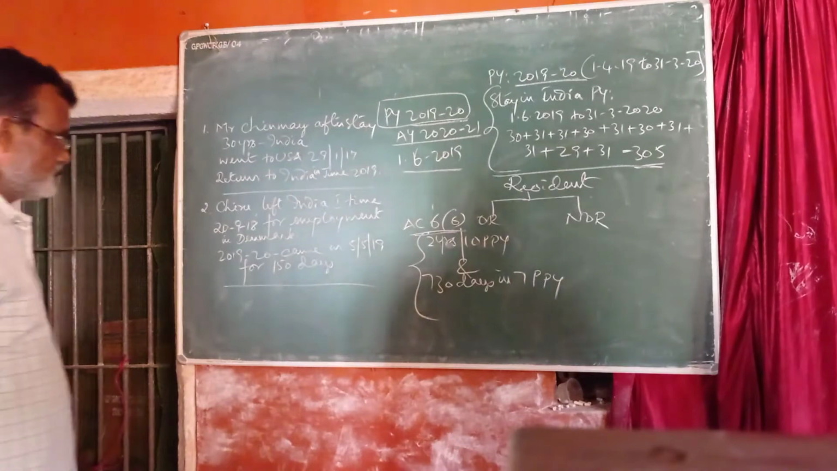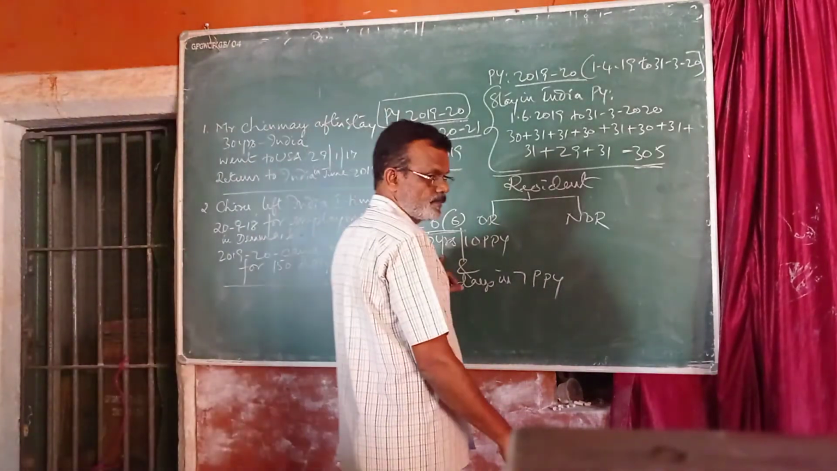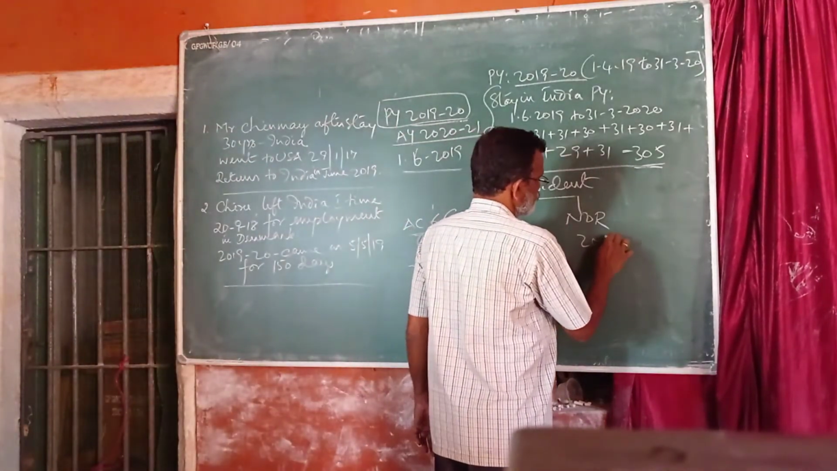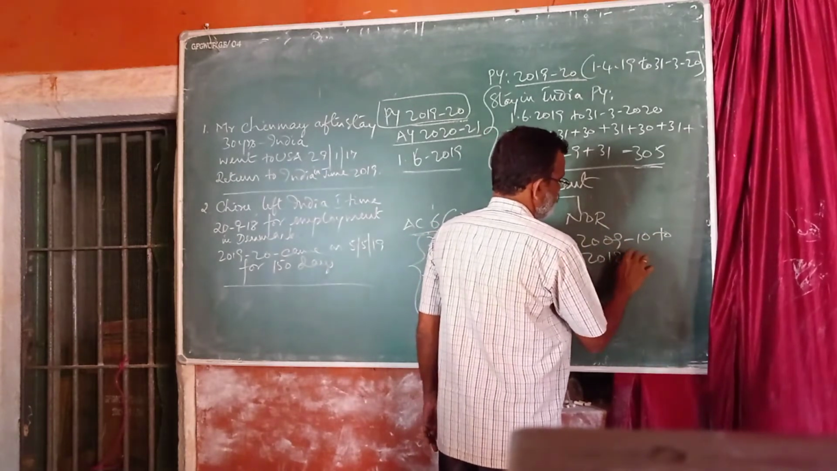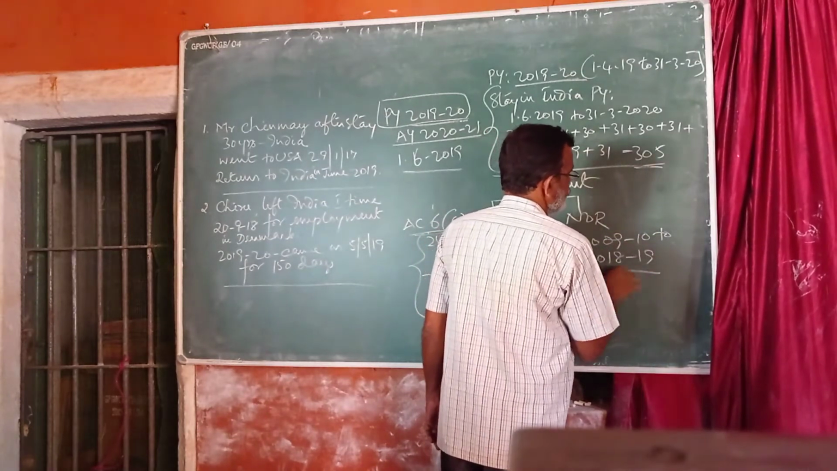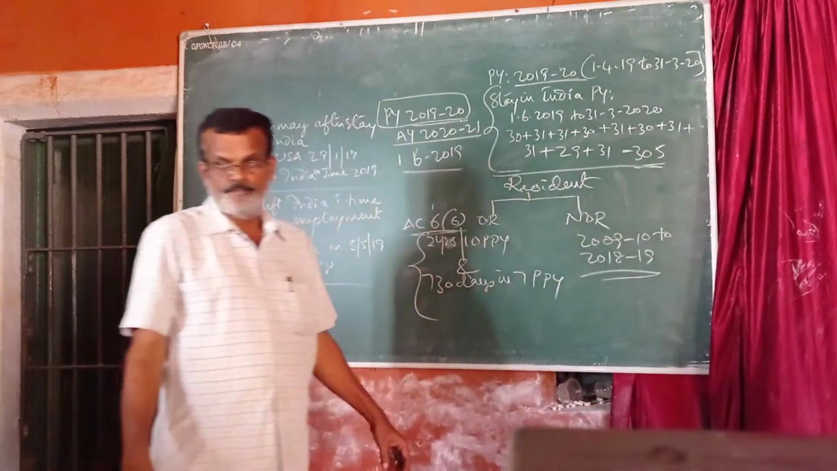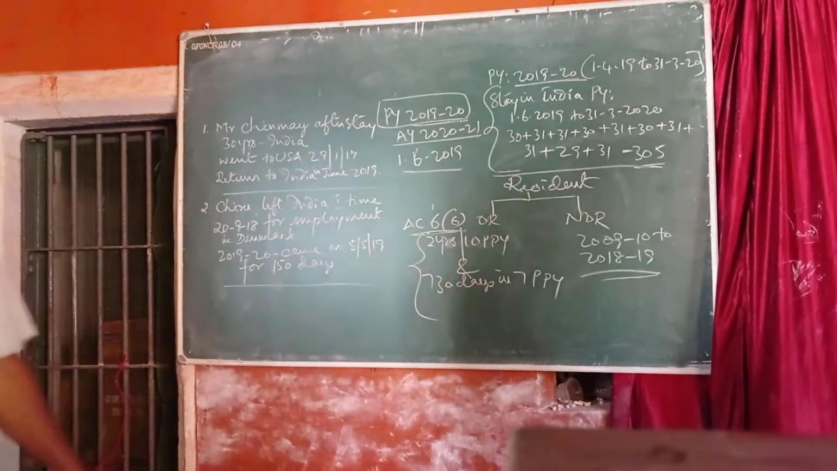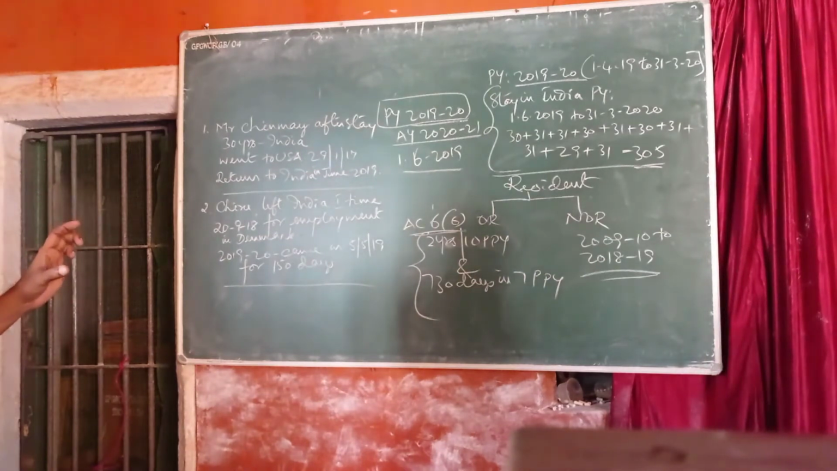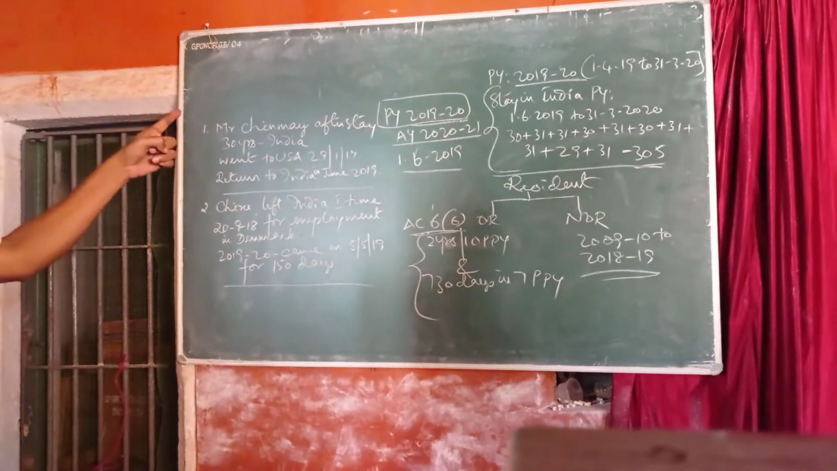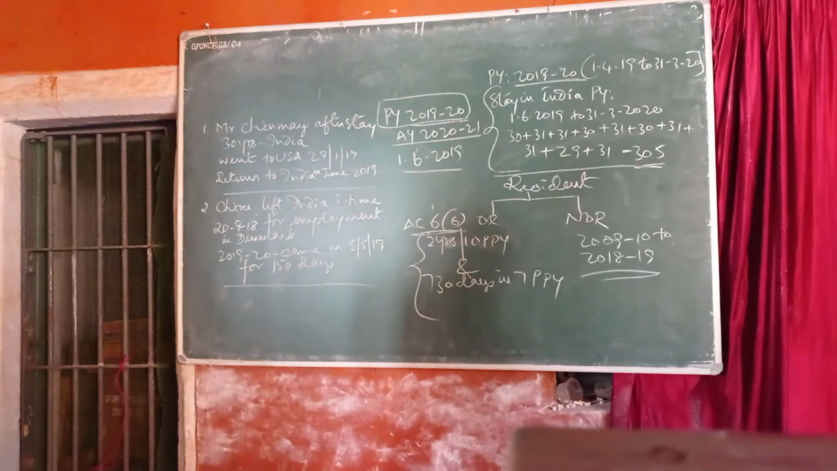So the 10 preceding years, that is from 2009-10 to 2018-19. Preceding previous year means the 10 previous years from the relevant previous year 2019-20.